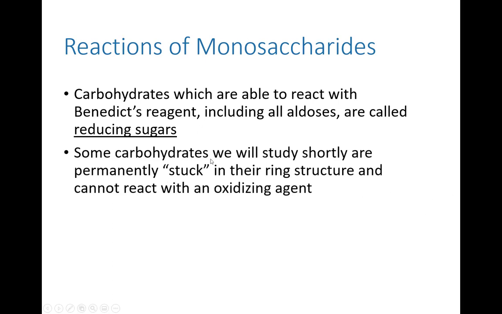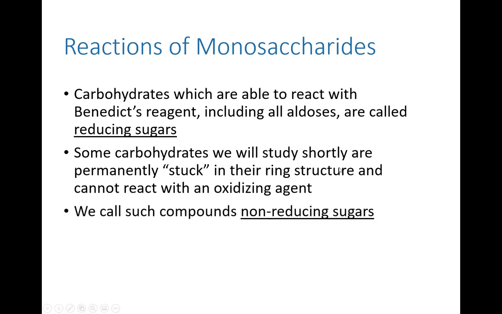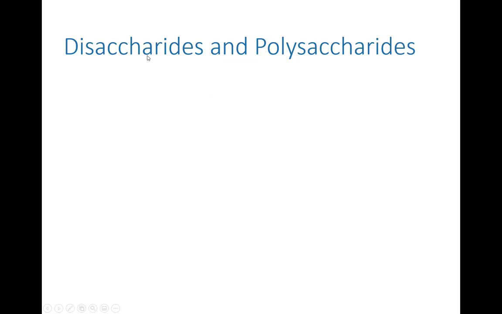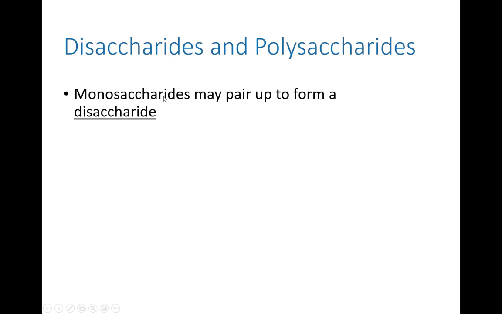There are some carbohydrates, though, which are not able to react with Benedict's reagent, and so you will not see any change in the color. And that is largely because the aldehyde groups are not exposed. They are permanently trapped in that ring structure, and such a compound we would call a non-reducing sugar. This provides a good segue into the next topic, which is going to be the disaccharides and the polysaccharides.